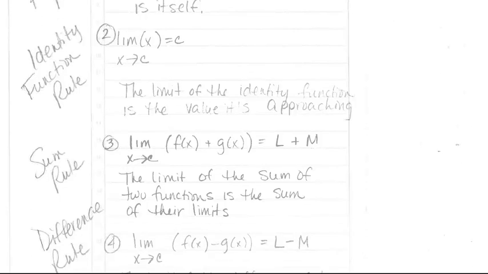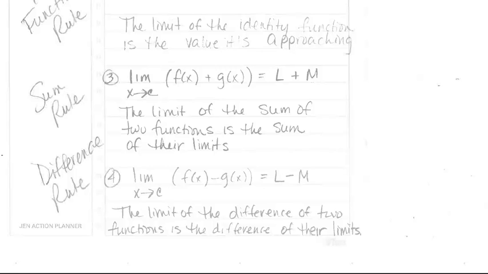We scroll down and we look at the sum rule. The sum rule says that if I have two functions and I'm adding them together, I can take the limit of each function separately at that point and I get the sum of the limits. So the limit of the sum of two functions is the sum of their limits. Again, don't get too thrown off on all of this. It will come clearer, but I just want you to understand and know these and see these rules before we start talking about actually how to find limits.